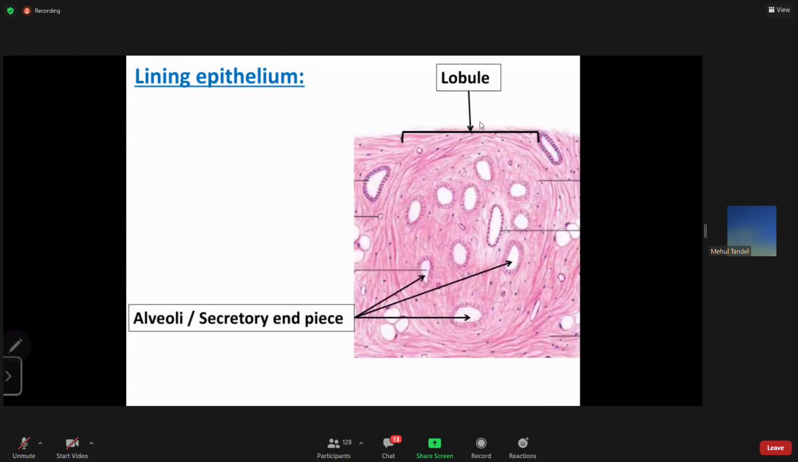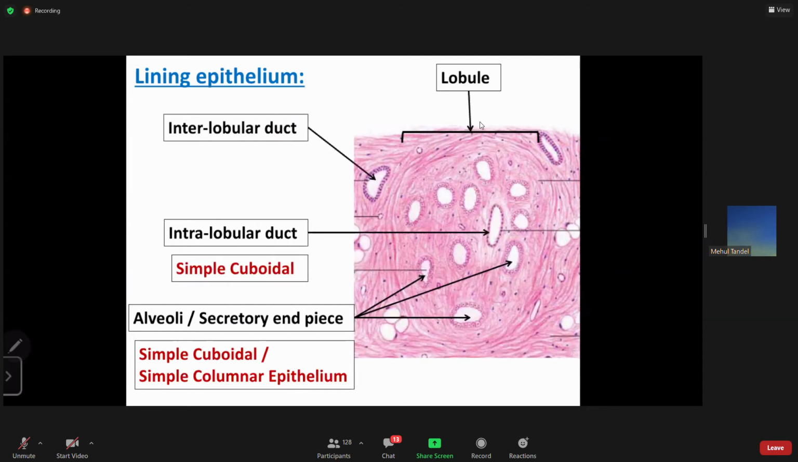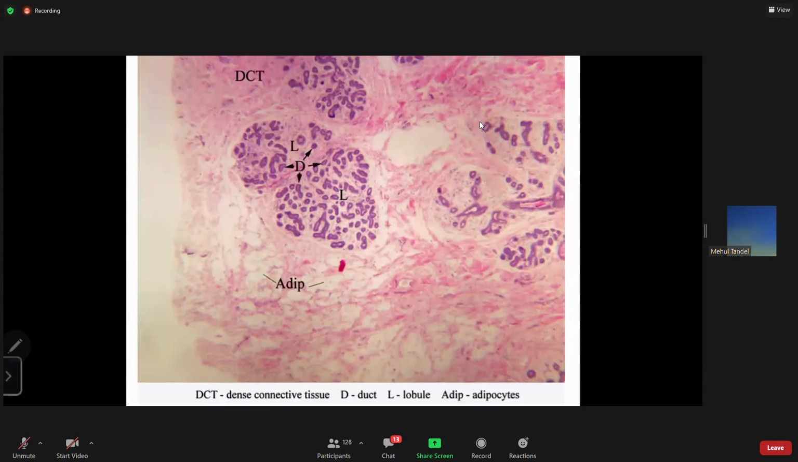Same thing: alveoli and secretory units are lined by simple columnar or simple cuboidal epithelium, intralobular duct by simple cuboidal, and interlobular and lactiferous ducts by stratified columnar or cuboidal. You can see that all these are the ducts within the lobule. This is one lobule. This is another lobule. And these are the small ducts.